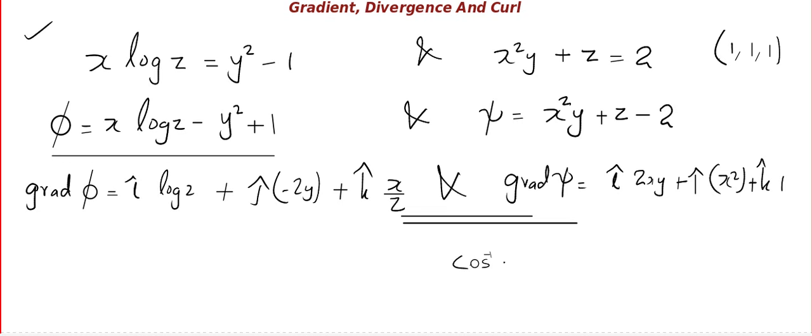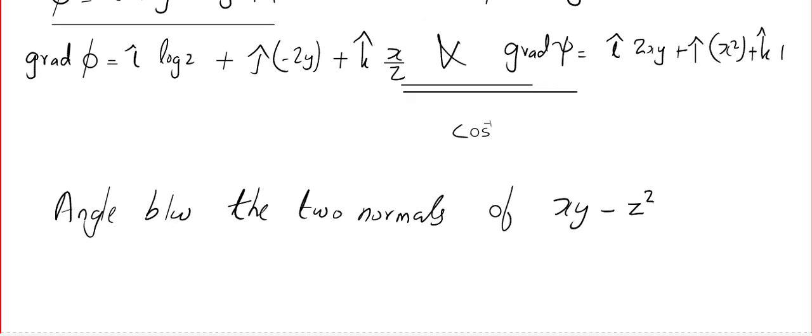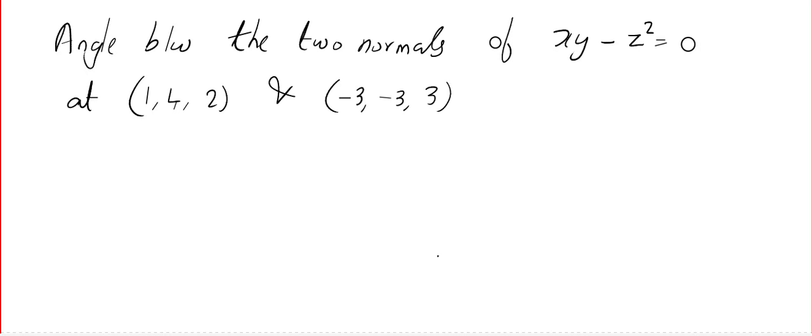Okay, another question I saw in a question paper is: find the angle between the two normals of xy minus z square equal to 0 at 1, 4, 2 and minus 3, 3, 3. So look at this, the procedure is 100% similar. You have to understand the fact that the gradient of a function, so what is the function here? xy minus z square. So remember, the gradient of a function gives the normal at any random point.